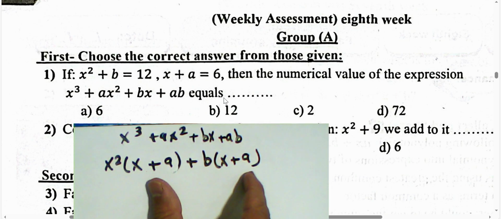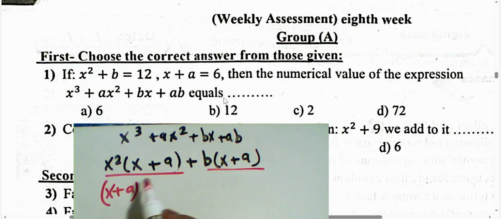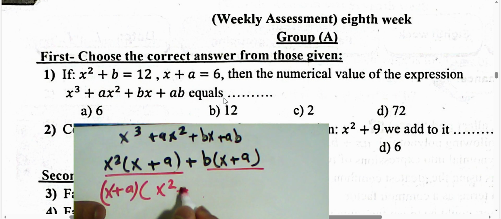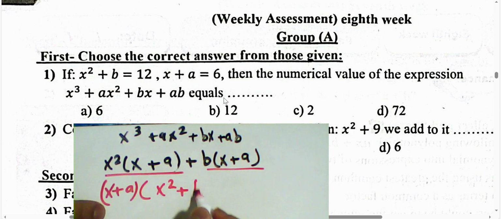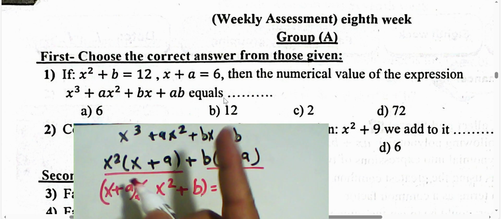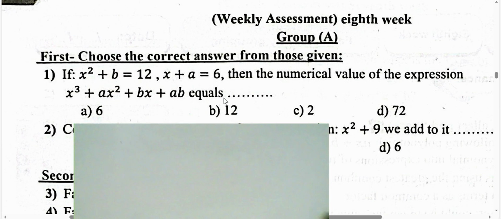Now we have x + a repeated. Then we can write x + a as the common factor between the 2 expressions, and divide each expression by x + a. The result will be x² plus b. Then b times (x + a) divided by (x + a) equals b. We have 2 factors. The product of them equals what? He gives us this information in the example. x + a equals 6, right? 6 multiplied by x² + b equals 12. Then 6 times 12 equals 72. And then the answer here will be 72.